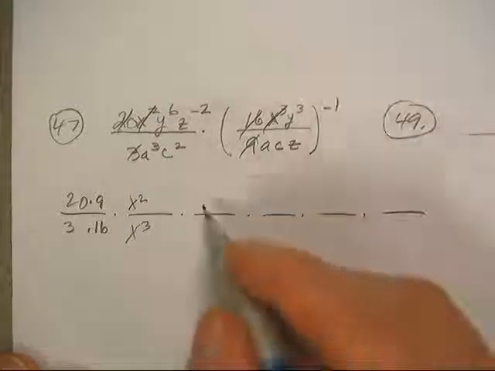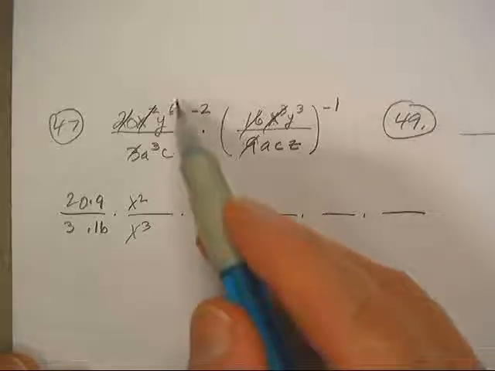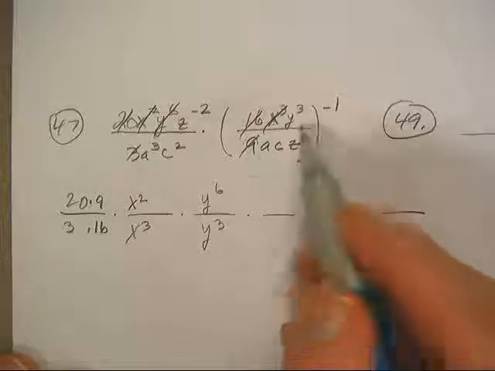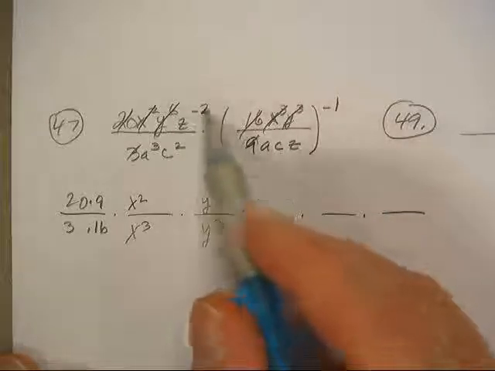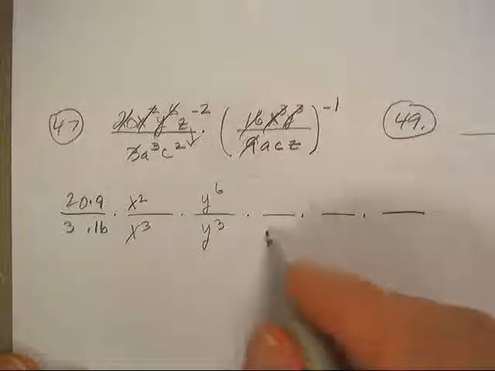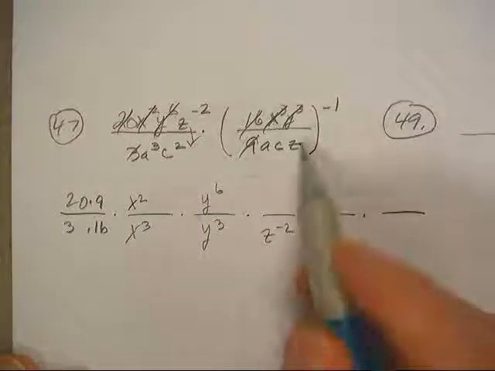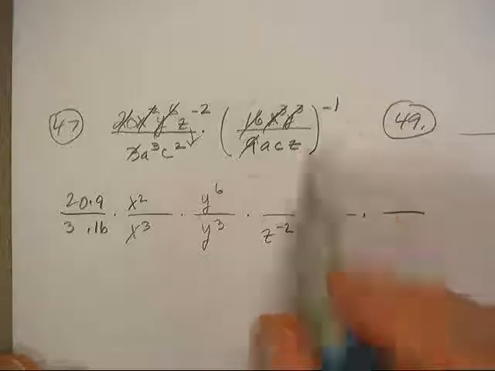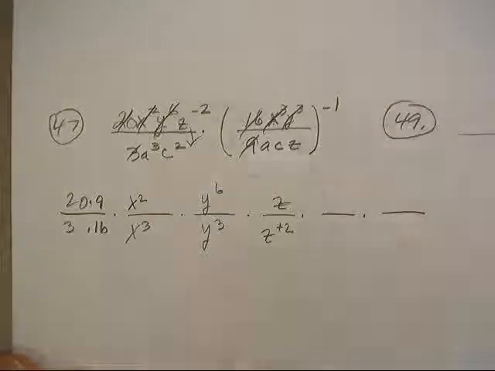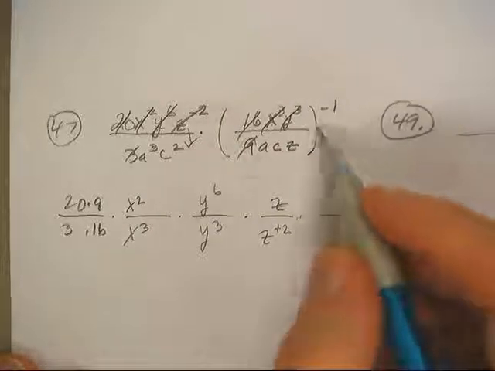Y to the 6th in the top. That y to the 3rd is going to go down here. Z to the negative 2, I want to move it down anyway. And this z is going to go up because it's flipping. Okay, so I got the z's done.